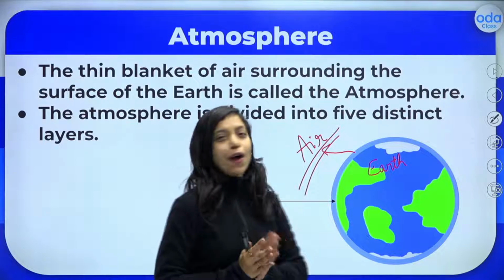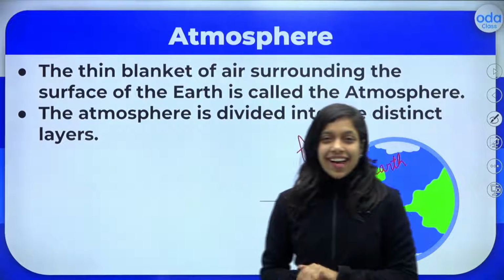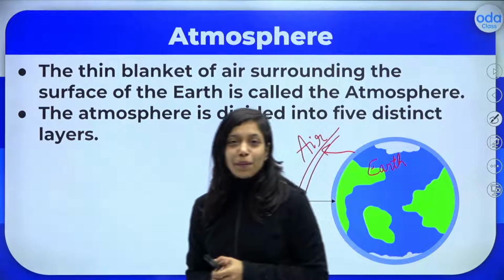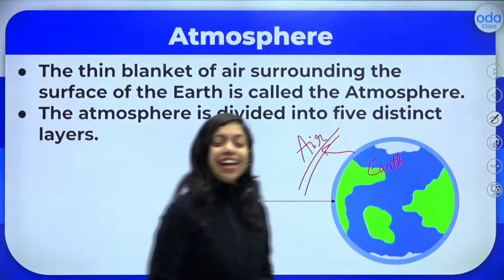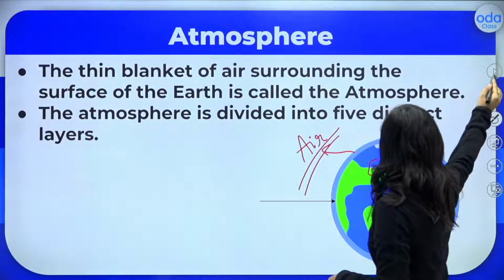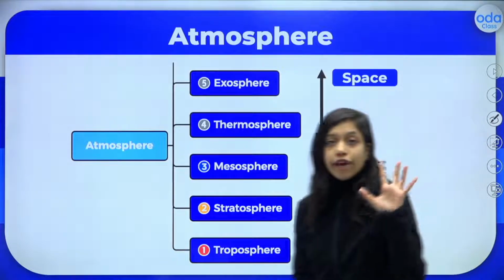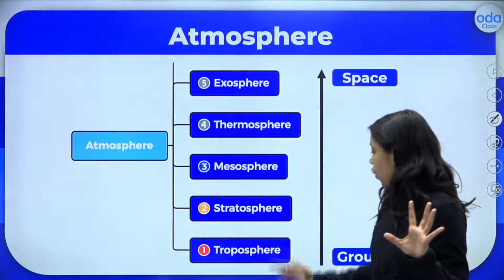Atmosphere is divided into how many layers? Can you all tell me? Okay, that's very good. Yes, you guys are correct. Atmosphere is divided into five layers, and I have given them in order here.